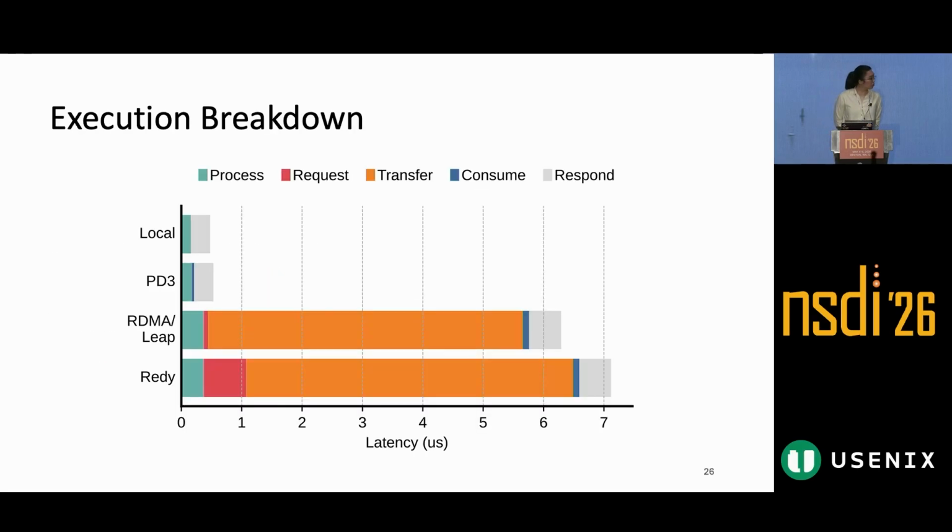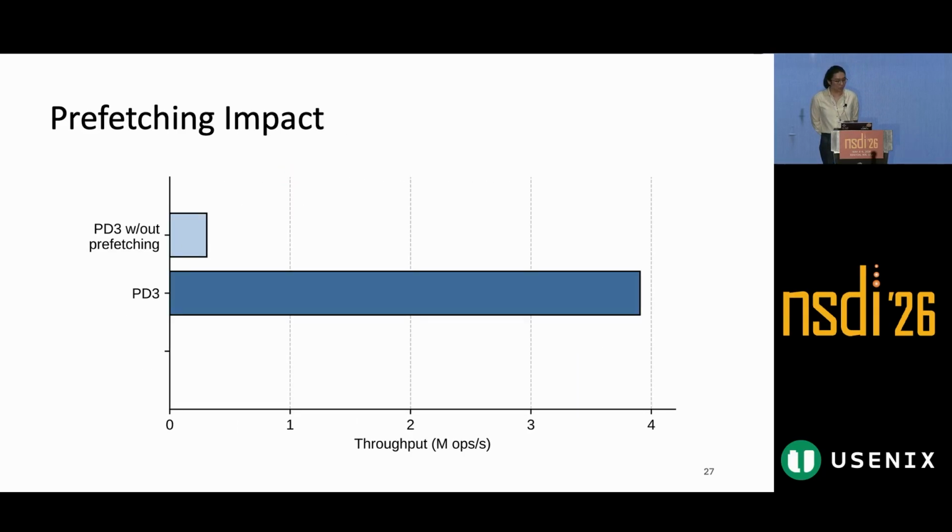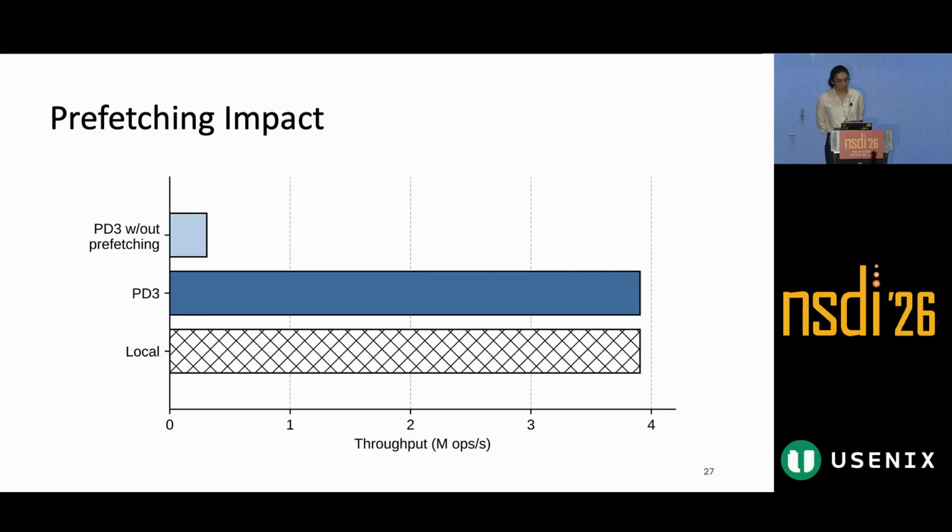And if we look into why, here we have a breakdown of the actual request time that Garnet took. We see that PD3 completely eliminated the request and transfer times. This is when we managed to hide the latency entirely through our prefetching. This is further reinforced by our ablation study, where we see that if we remove prefetching and just leave the RDMA offload, we see a significant decrease in performance.